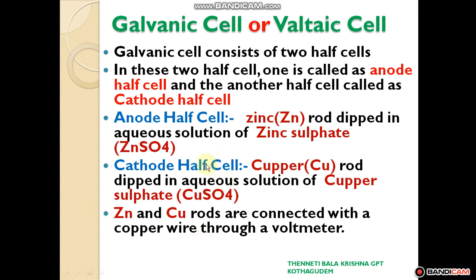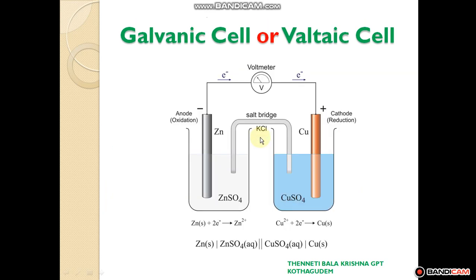So come to the anodic half cell. In this anodic half cell, a zinc rod is dipped in aqueous zinc sulfate solution. In this half cell, the metal rod is zinc, dipped in zinc sulfate solution.